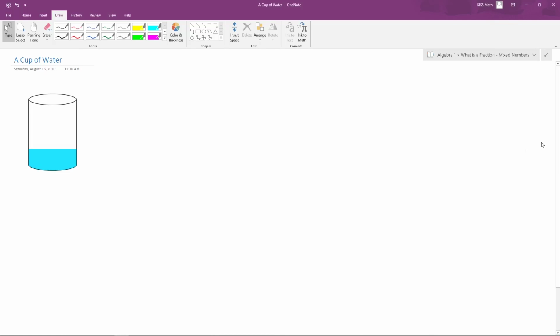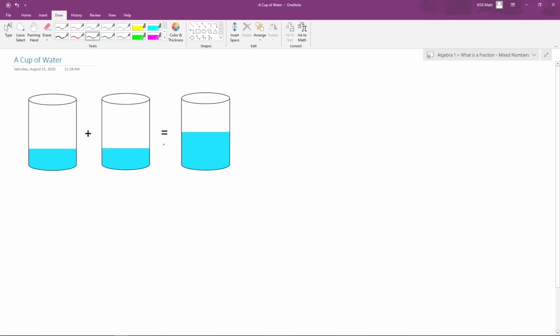Let's say we have a measuring cup and we fill 1/4 of the cup with water. So this picture here represents 1/4 cup of water. And if we add another 1/4 cup of water, then we would get our original 1/4 cup plus another 1/4 for a total of 2/4 cup of water.